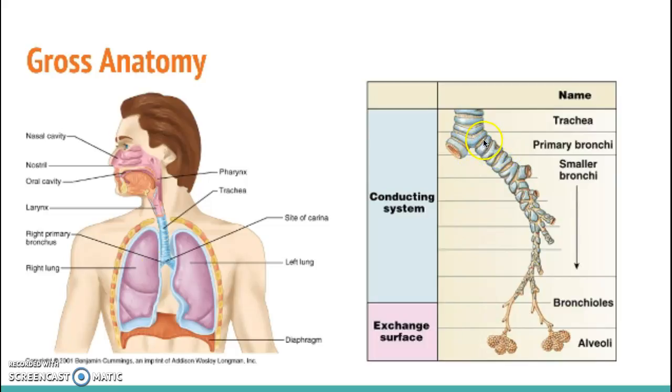From the primary bronchi, it's going to become secondary, and then tertiary bronchi, and then it's going to keep going down until it gets to the respiratory bronchioles, which lead to the alveoli. In the alveolar sacs and ducts, that's where gas exchange is going to occur.